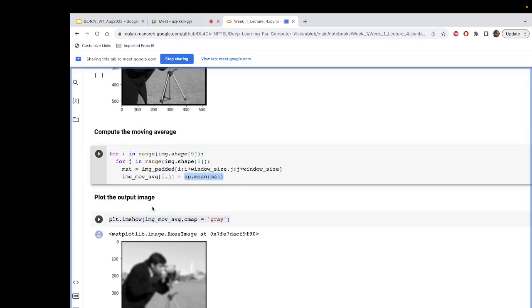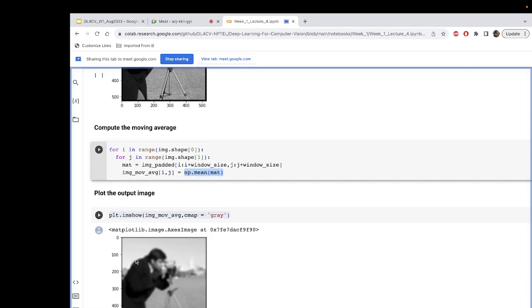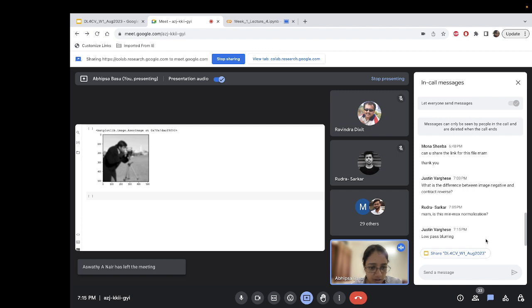So the moment you replace something with its mean, what does that mean? In every region where there's a change like this, this was white, this was fine, but suddenly when you come towards this coat part, it has changed from white to black. Now if you do this averaging, you have these white pixels and these dark pixels, and the average becomes somewhere in between. Because of this, your image looks something like this. It's a blurrier version.